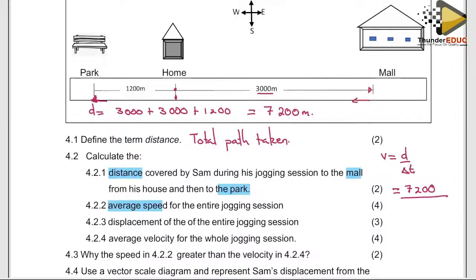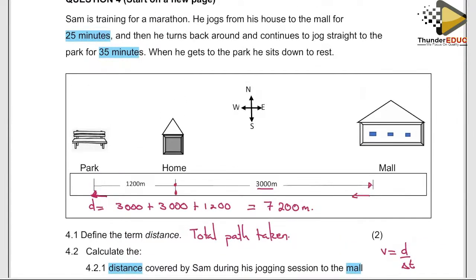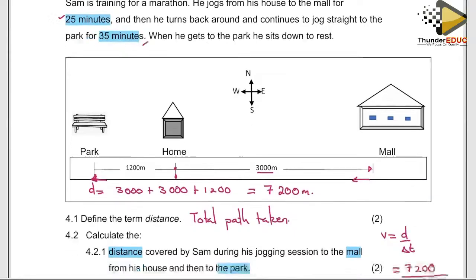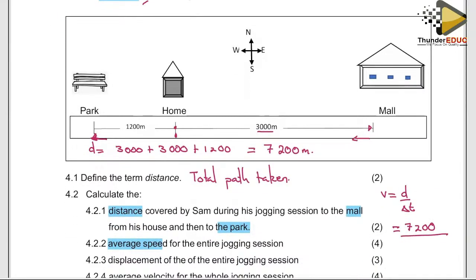Now for the total time that he took, I'm going to add these times, 35 plus 25. That gives me a value of 60 minutes. But remember, the unit of measurement for time is seconds, not minutes. So I'm supposed to convert these minutes to seconds. How do I go about that?